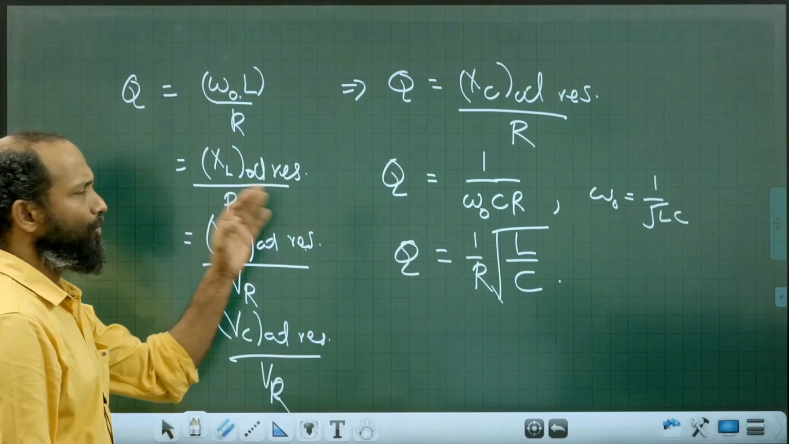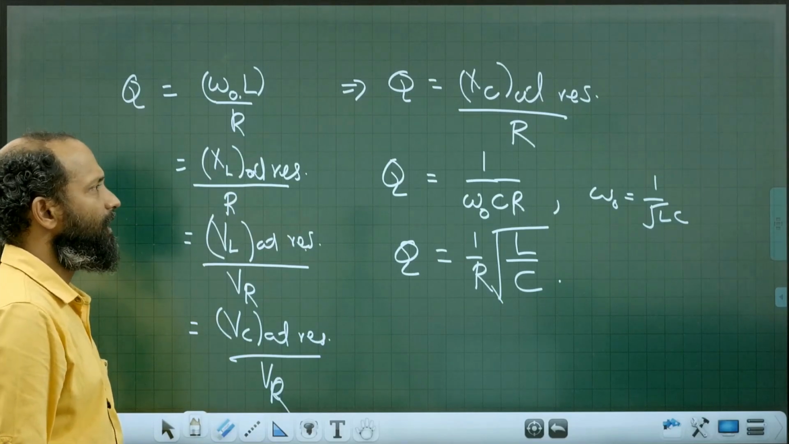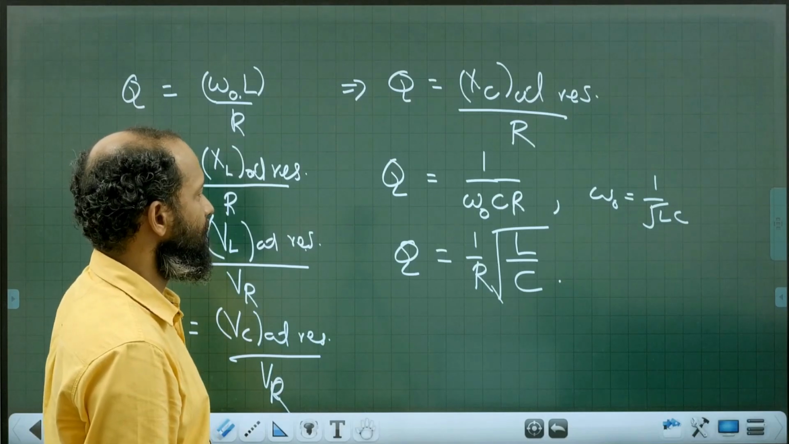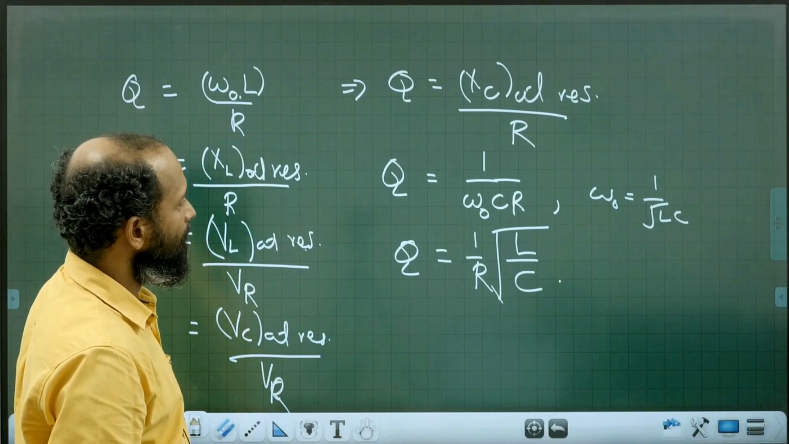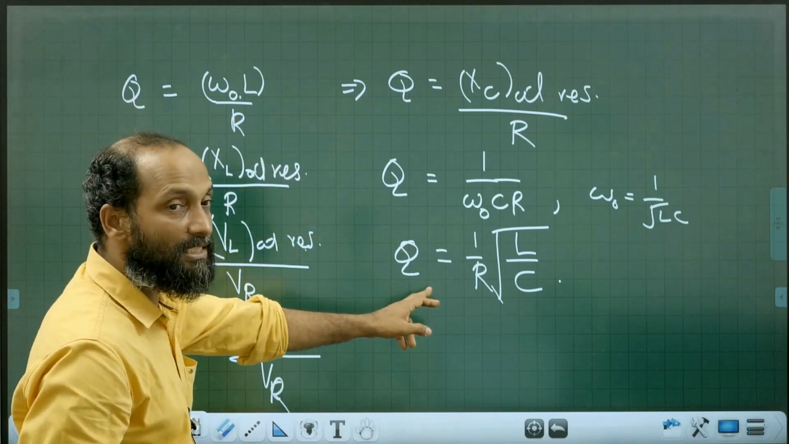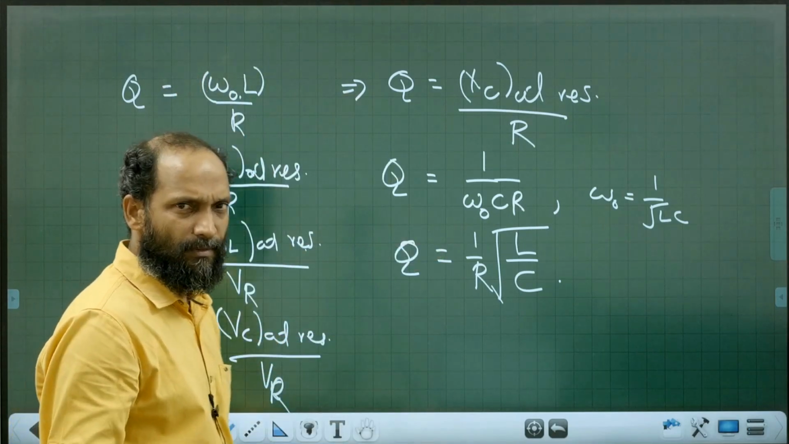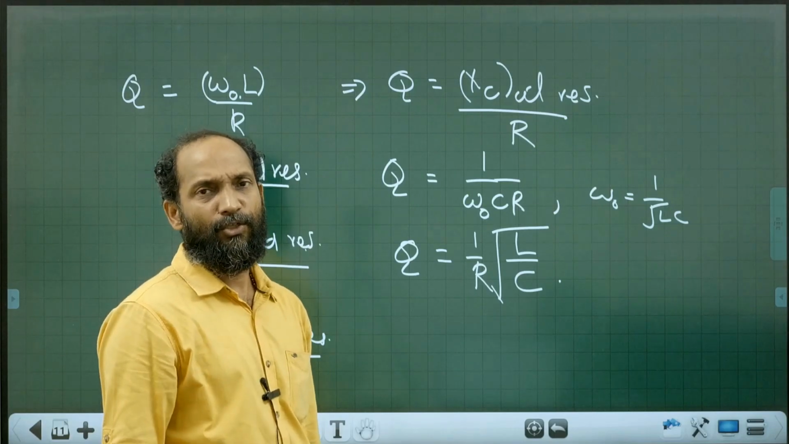There are many formulas for Q factor. Learn all of these by heart. Try to write them down and practice. You should be fluent enough to answer this. Q equals 1 by R root L by C. Q factor varies inversely with resistance. When resistance increases, Q factor decreases.